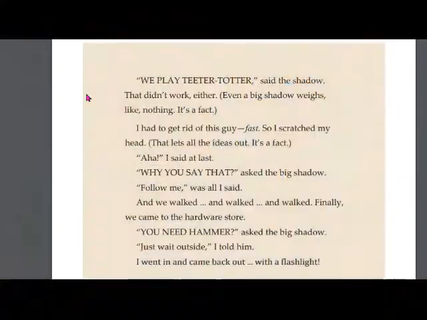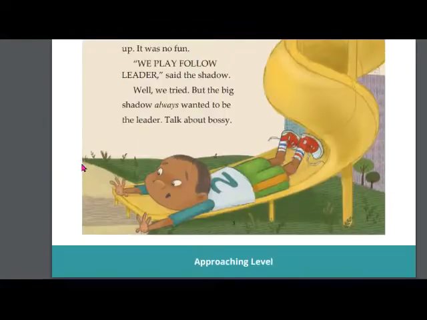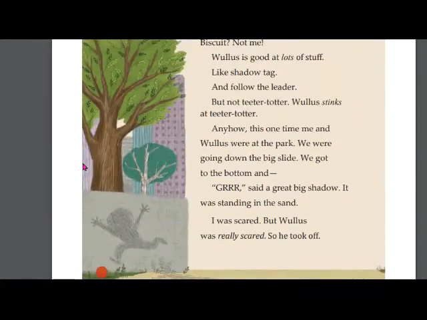I think my favorite part of Wallace, I think it was when he said they can't play teeter-totter because they don't have any weight, right? The big shadow and his regular shadow, Wallace, neither of them could play teeter-totter because they don't weigh anything. So that's what I'm going to put in my topic sentence. The best part of Wallace, and remember that title needs to be capitalized. It needs to start out with a capital letter, even though it's in the middle of our sentence. It also should be underlined.